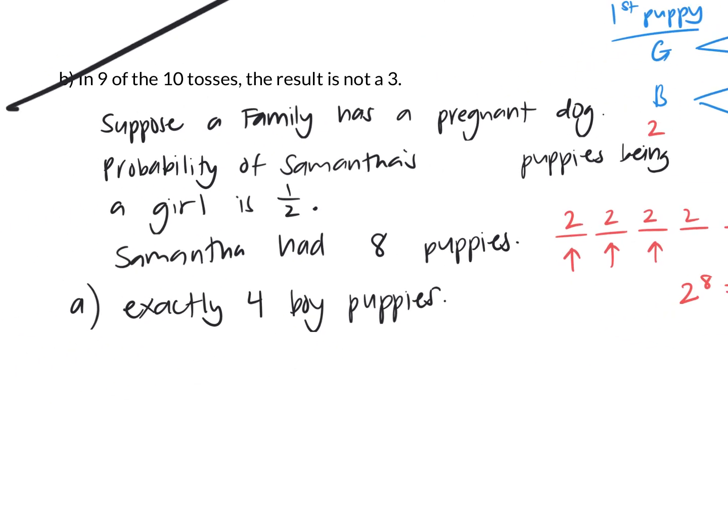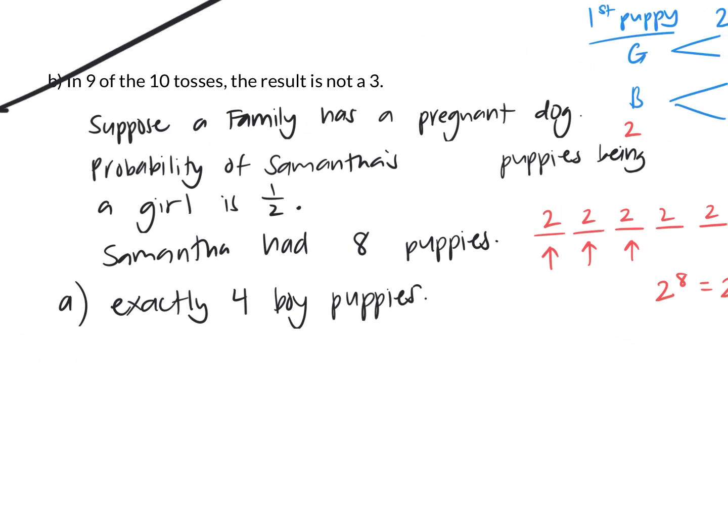So what we need to do is figure out how many exactly 4 boy puppies would be. So that means out of the 8 total puppies, we're going to choose 4 of them, and they're going to be boys. It doesn't matter the order. I could have 4 boys first. She could have had 4 boys first, and then had 4 girls. She could have had a boy, girl, boy, girl, boy, girl, okay? It doesn't necessarily matter the order. So is that going to be a combination or a permutation? Combination. Order does not matter.